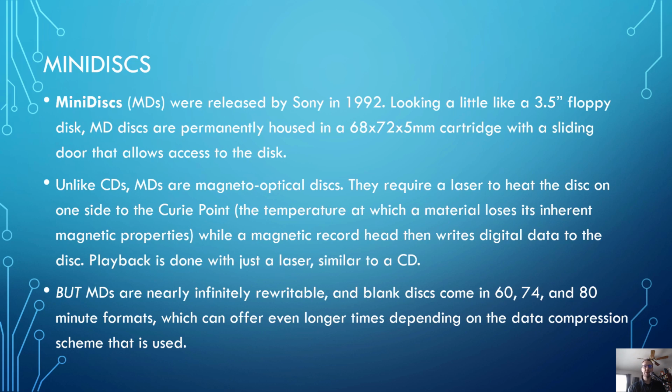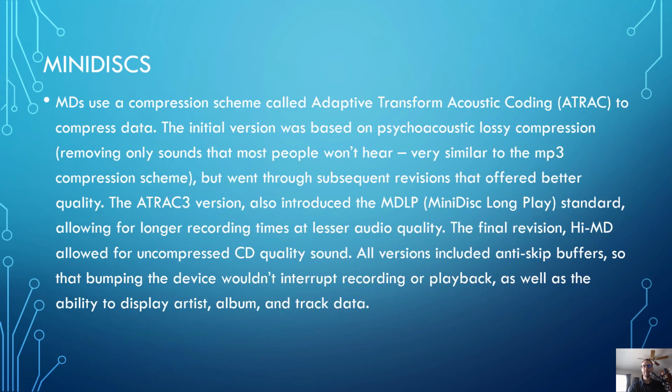But because of how this works, mini discs and other magneto-optical discs are nearly infinitely rewritable. You can keep using the same one over and over, just reheat it, go to town. And blank discs came in 60, 74, and 80-minute formats, which can offer even longer times if you use different data compression schemes. So by default, they first came out with a compression scheme called Adaptive Transform Acoustic Coding, or ATRAC, which compressed data onto the smaller disk.